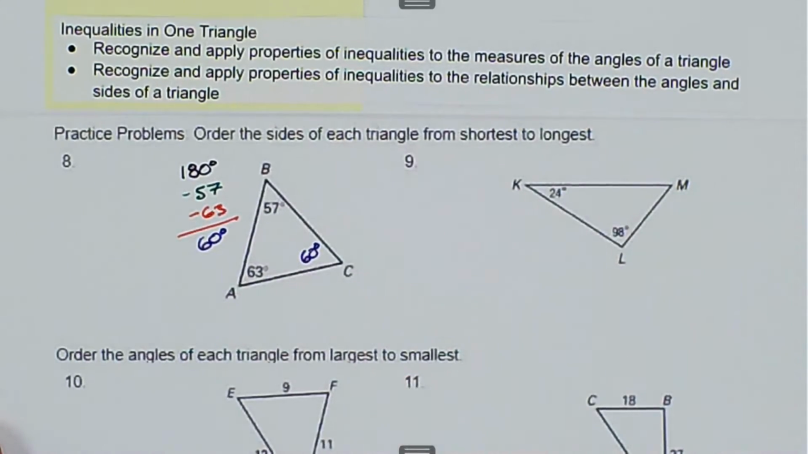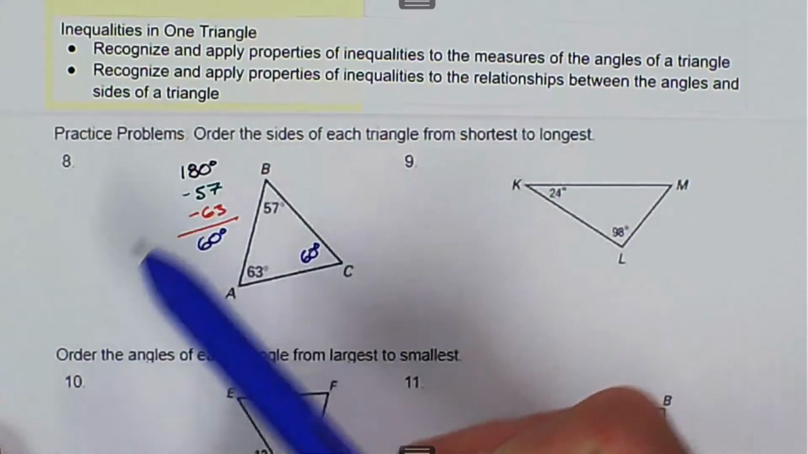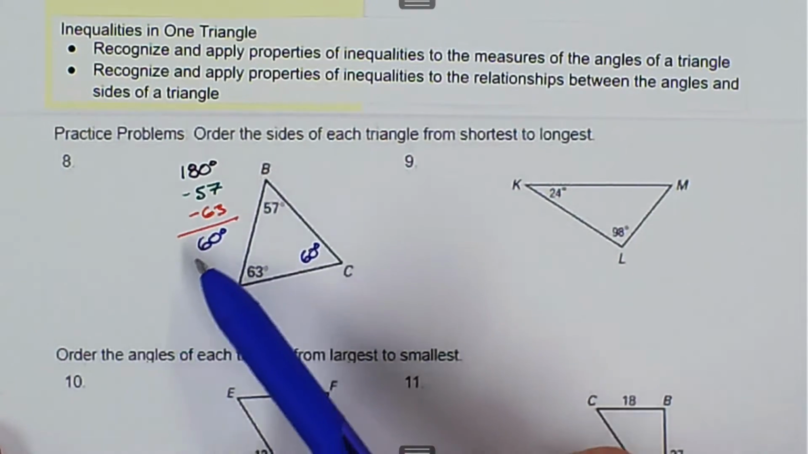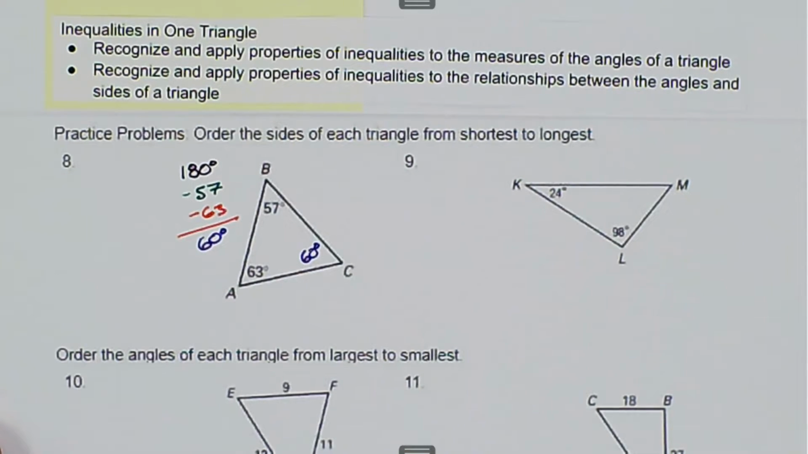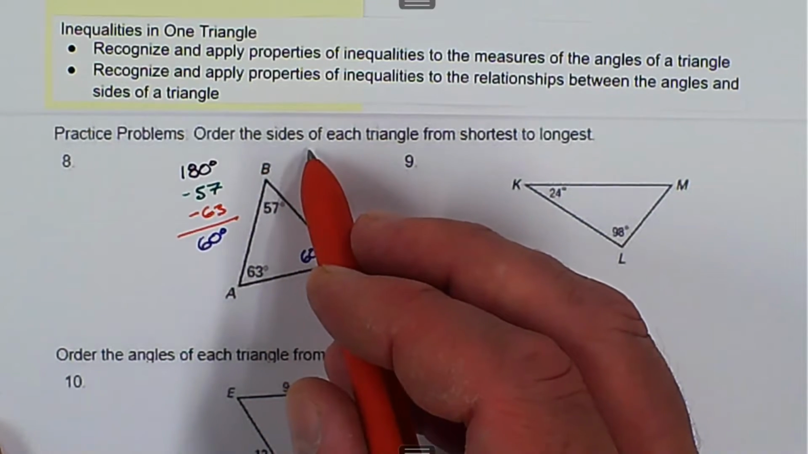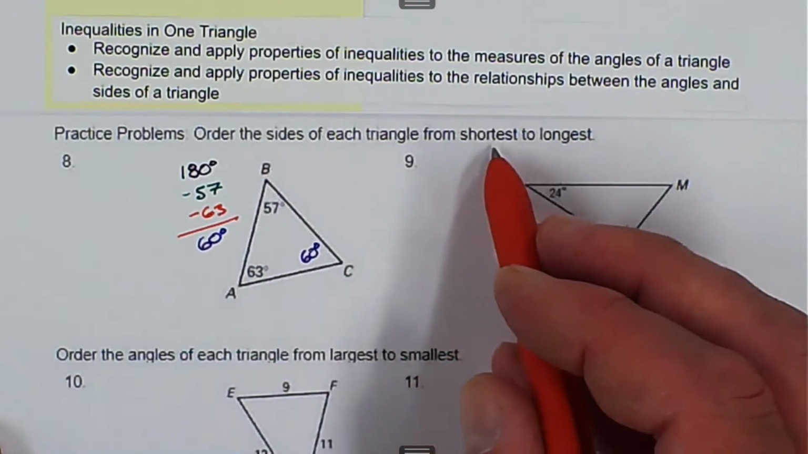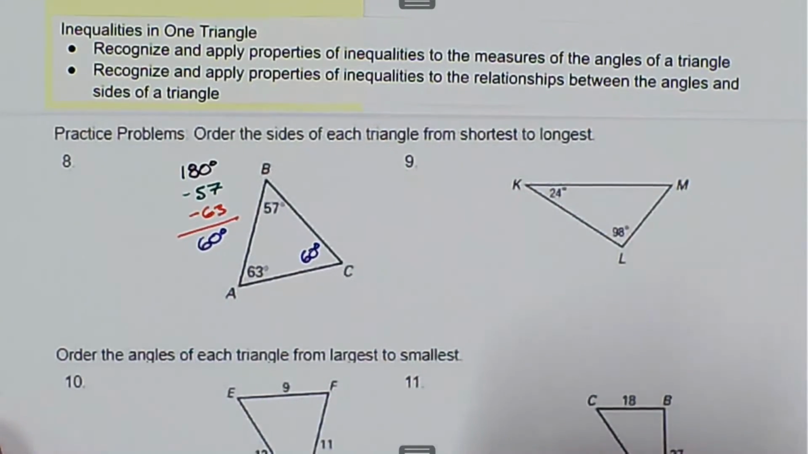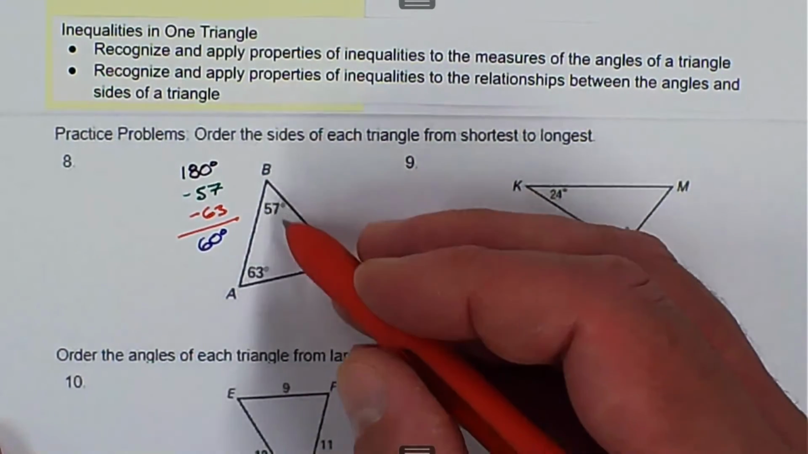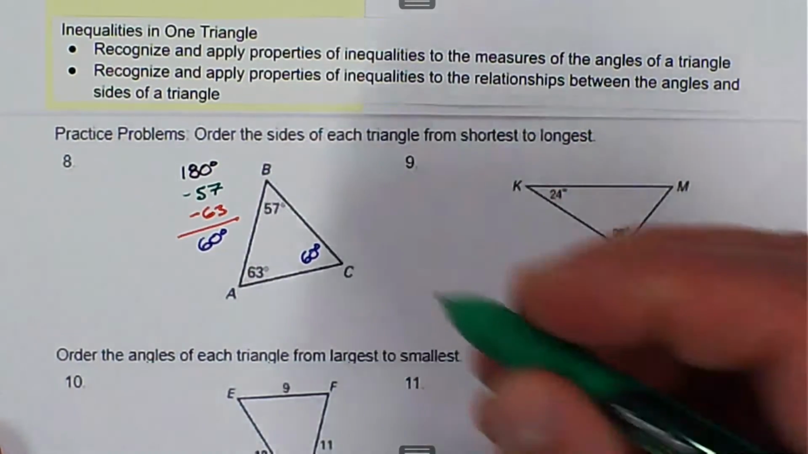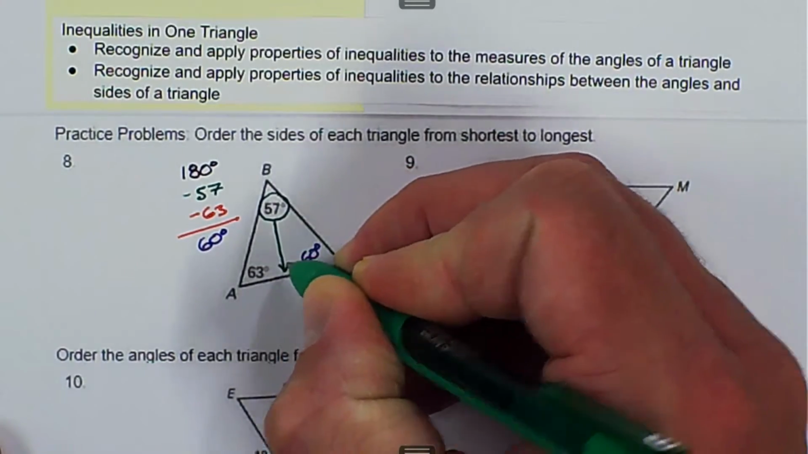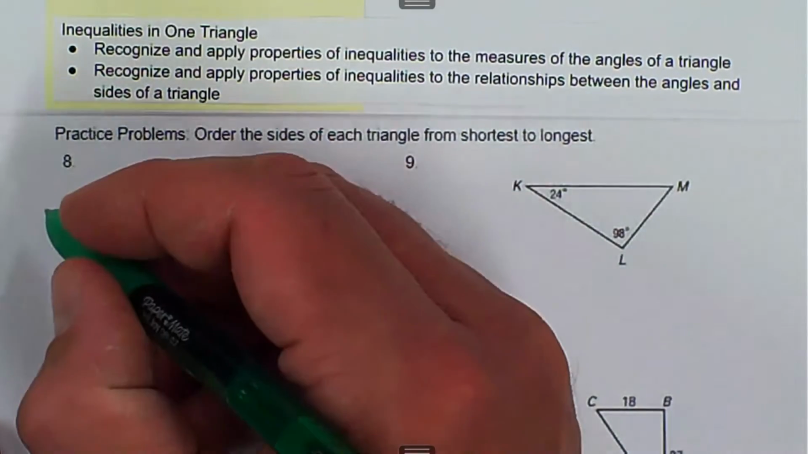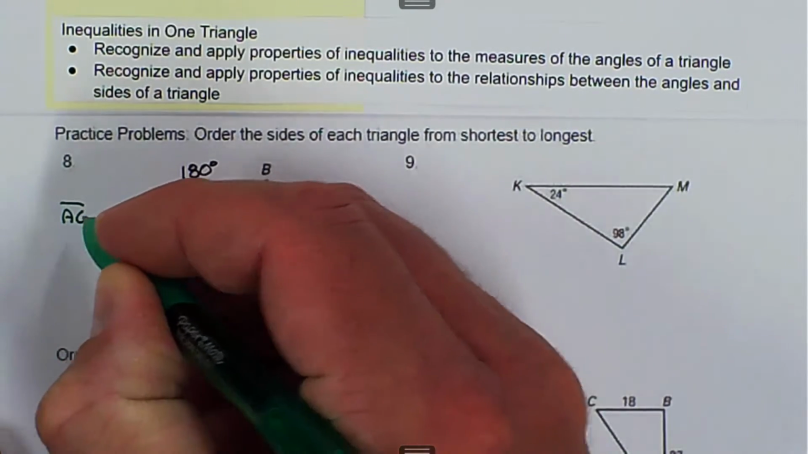Okay, that's angle C. So now, based off what we just learned, we know that the largest side is always opposite the largest angle. And we want to place these in order from shortest to longest. So which is the smallest angle? 57. So 57 is the smallest, so the smallest side is going to be opposite. So that's the smallest side, and that is going to be line segment AC.